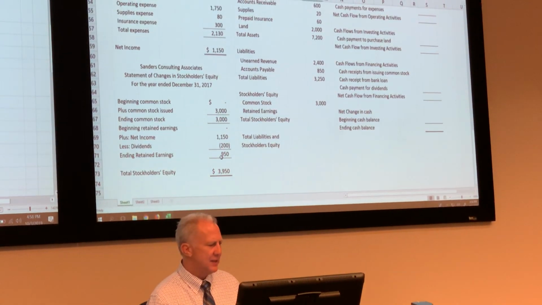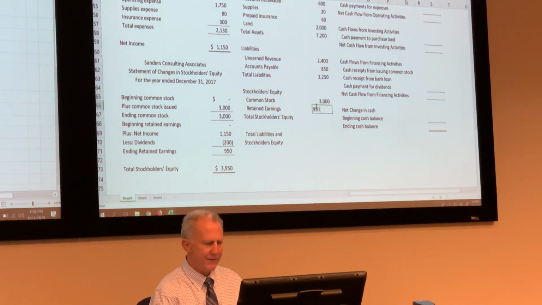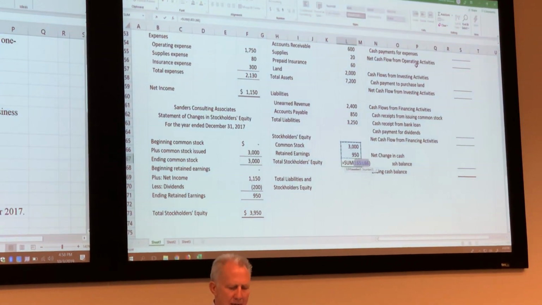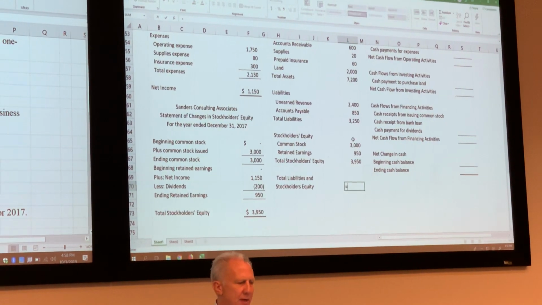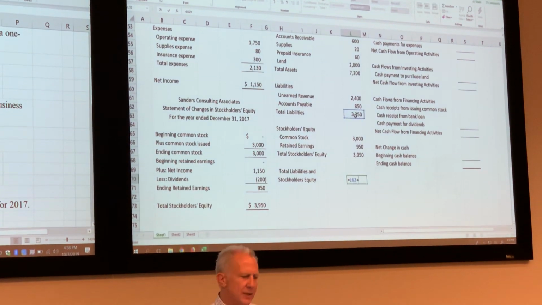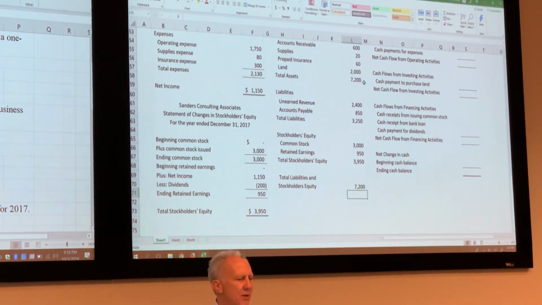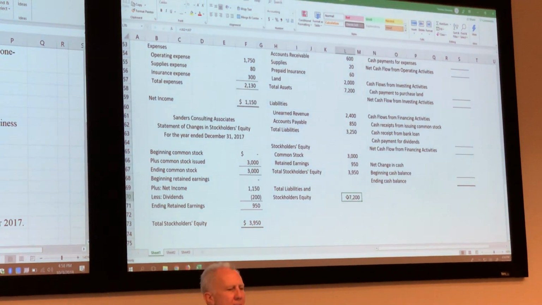That 950, you see that 950 right there? You see that linkage? Yep. Okay, 950. Total stockholders' equity, combine the contributed capital and earned capital, and total liabilities and equity is the total liabilities plus the total equity, 7,200. The balance sheet balances, total assets equals liabilities and equity, right? Good possibility we're on the right track here.